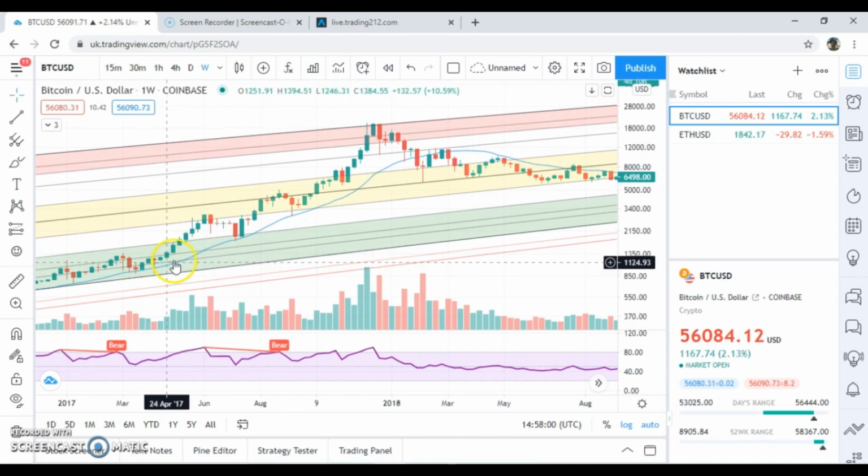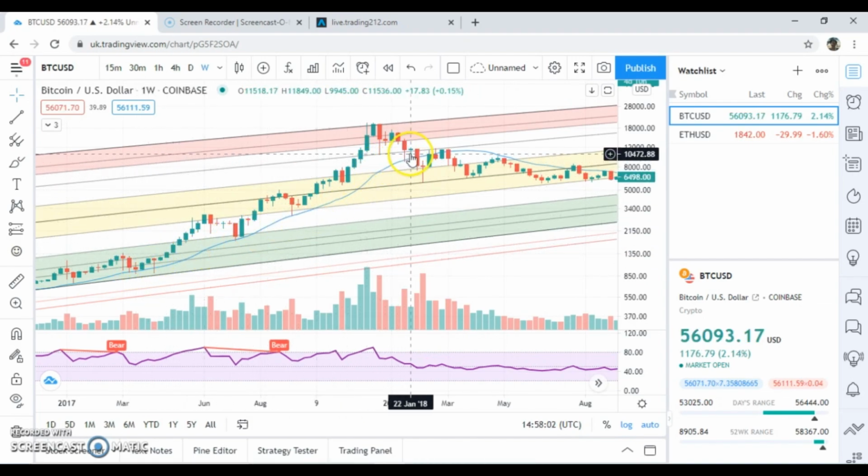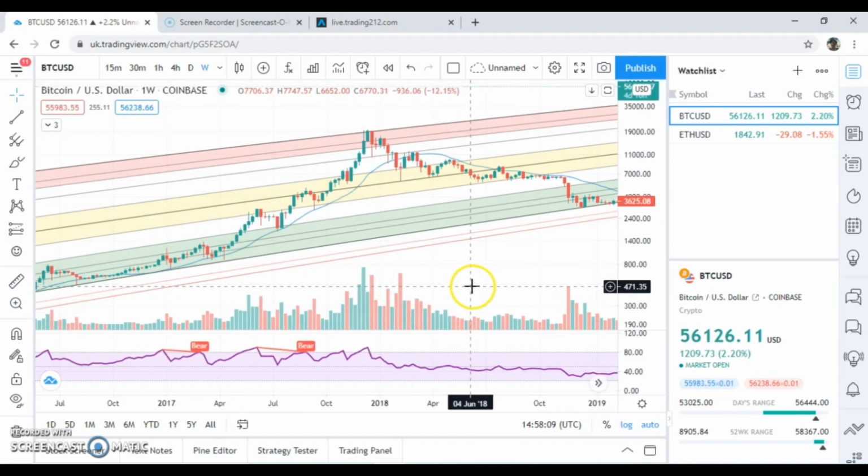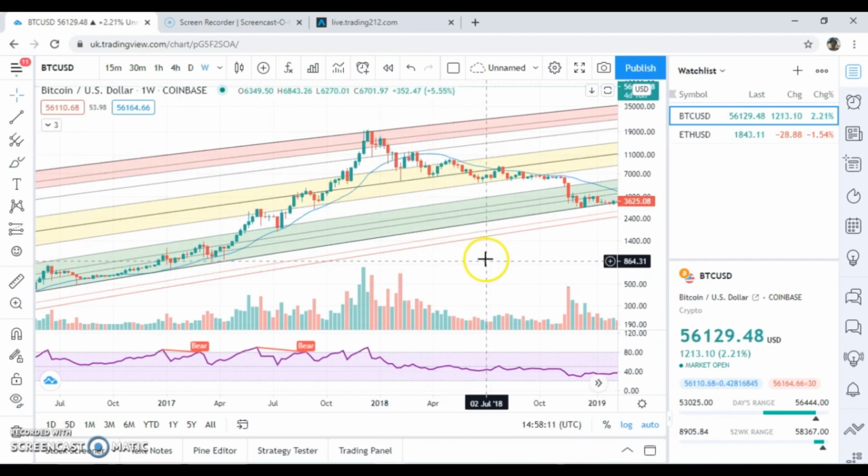Look, the bull run started here, and it never closed below it. The only time it closed below it was here, and that's because the market changed from bull market to bear market on the cryptos. So that's one way to keep an eye.